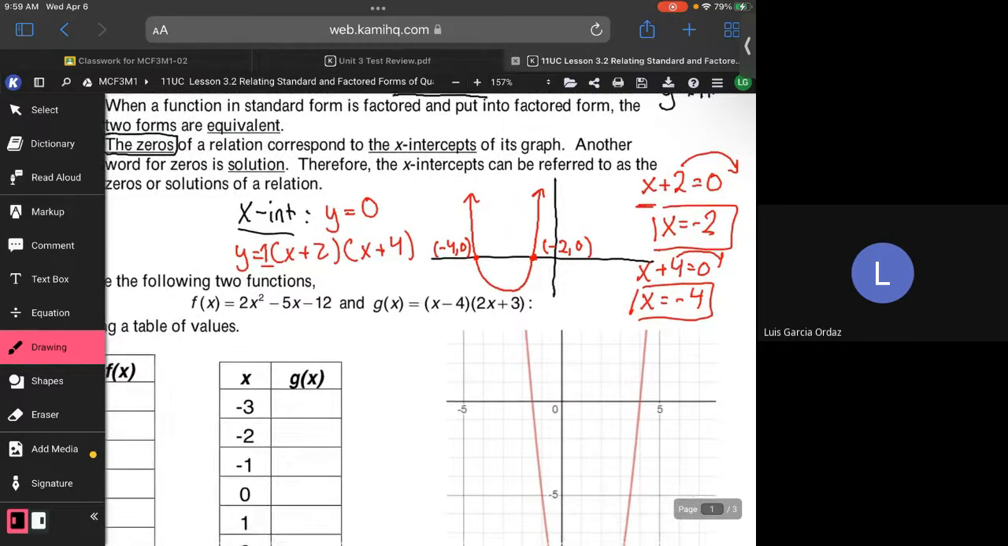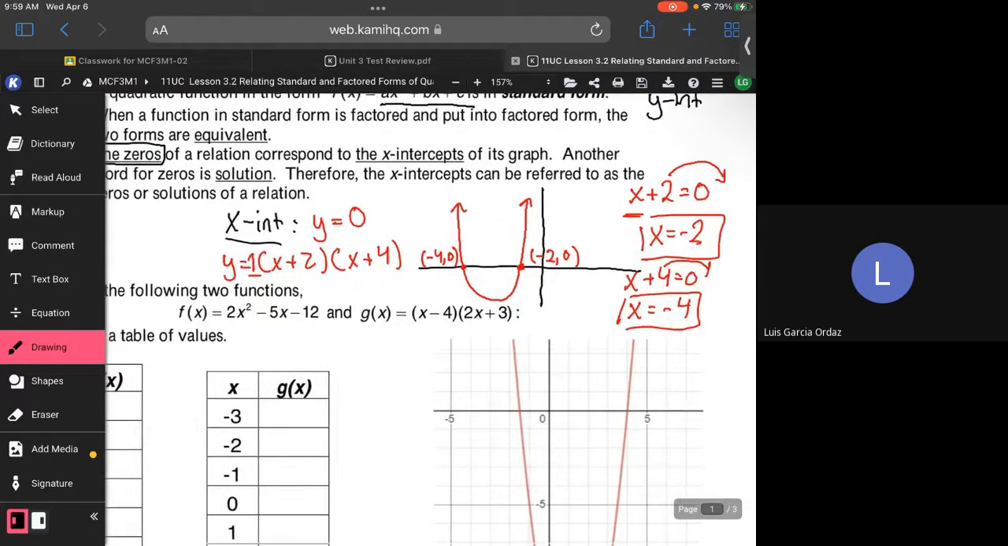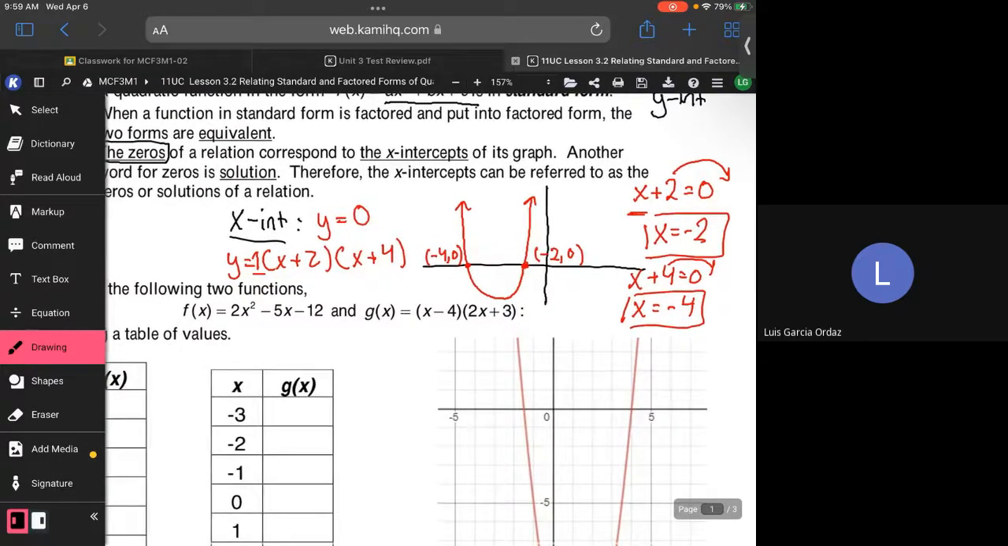Why do we have to put them in our x-intercept? Because I'm going to ask you to start sketching graphs using these now.